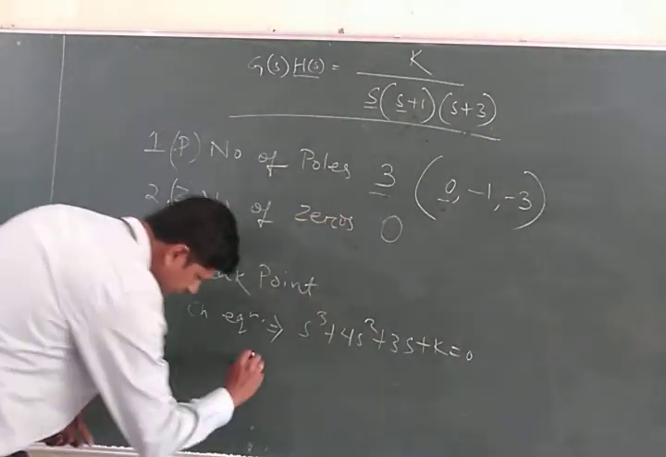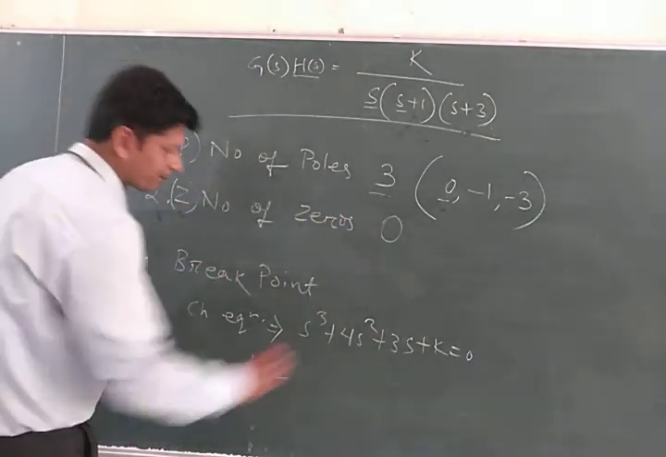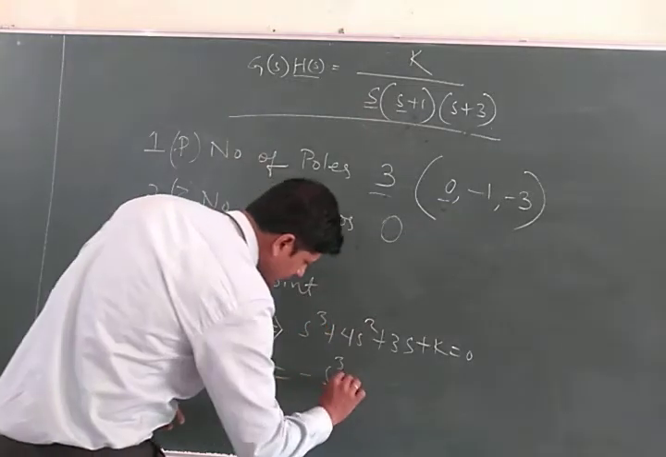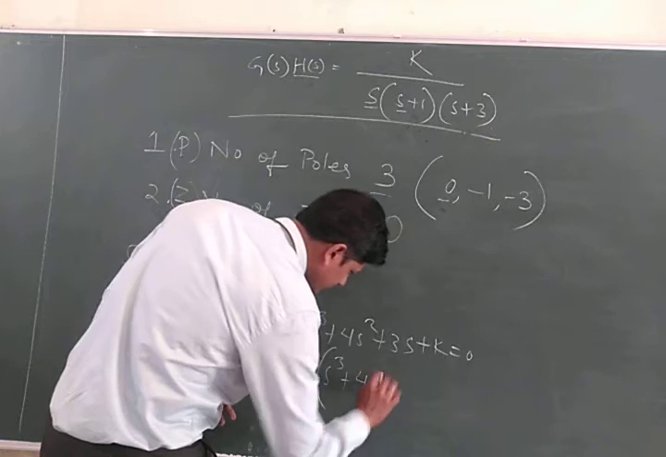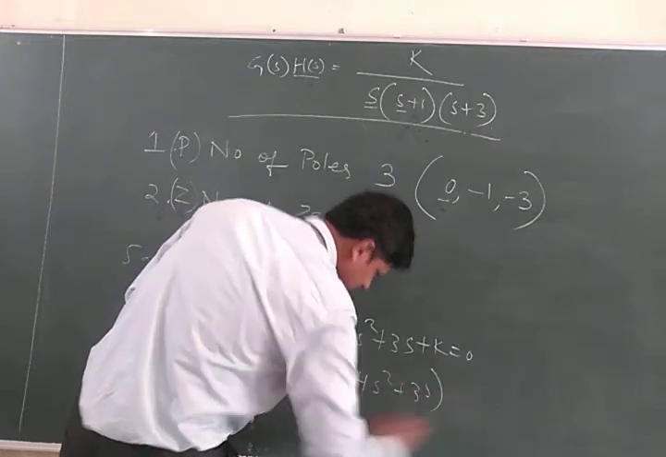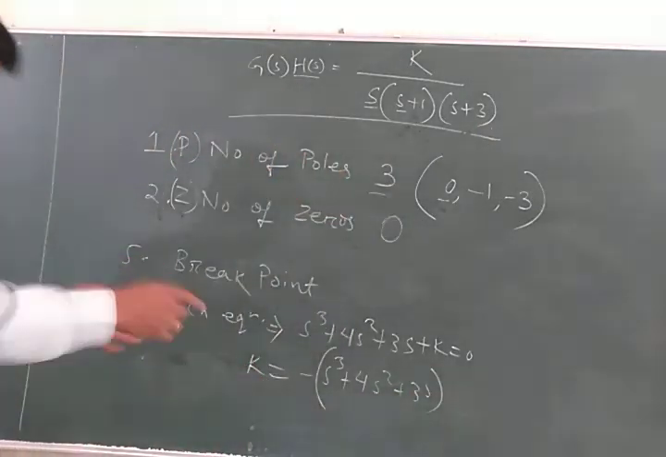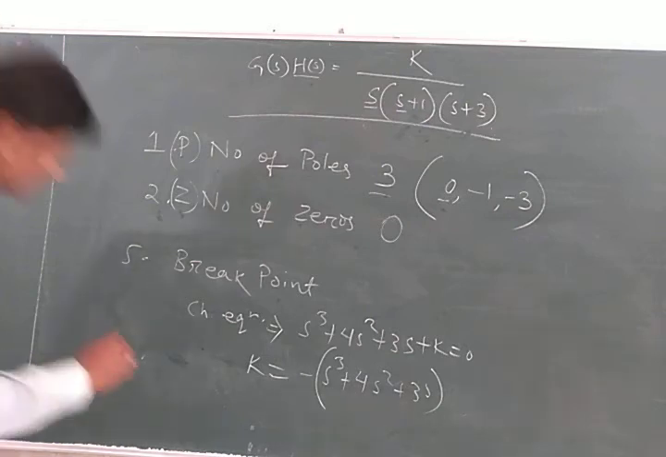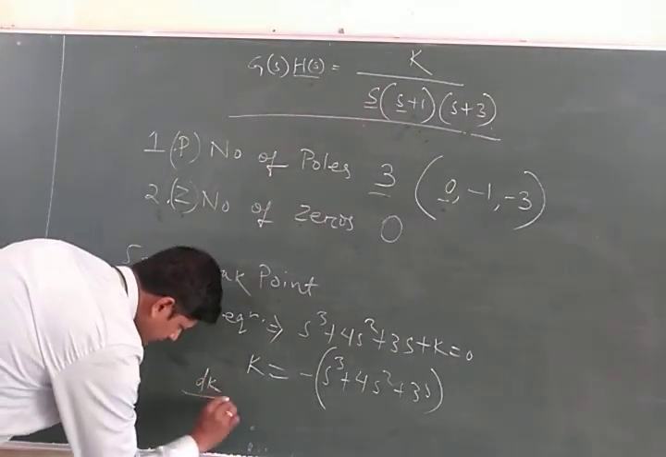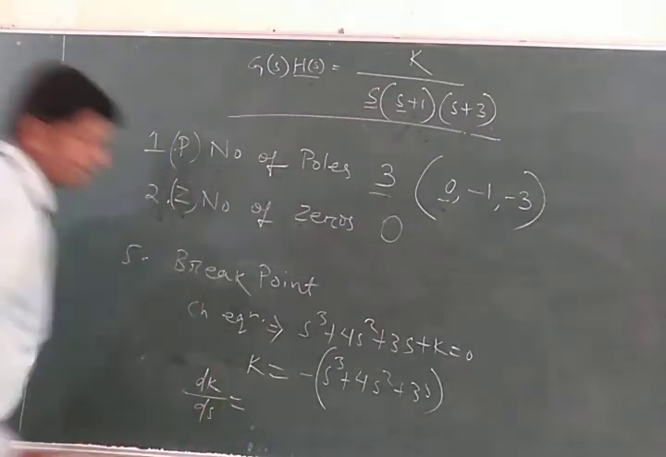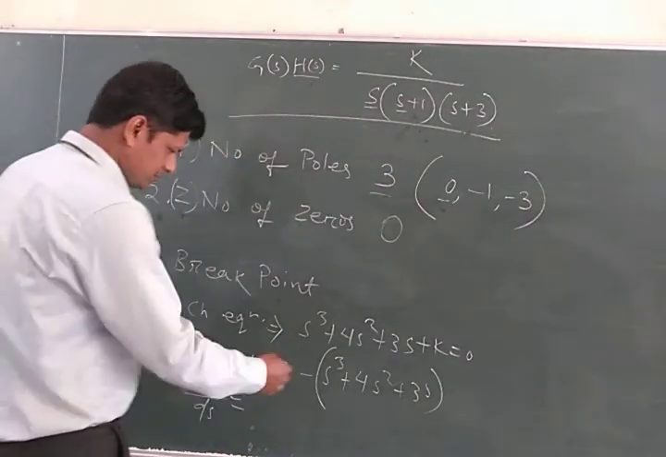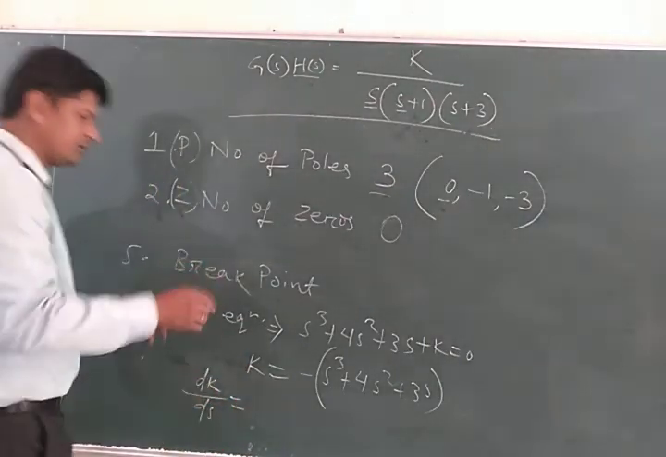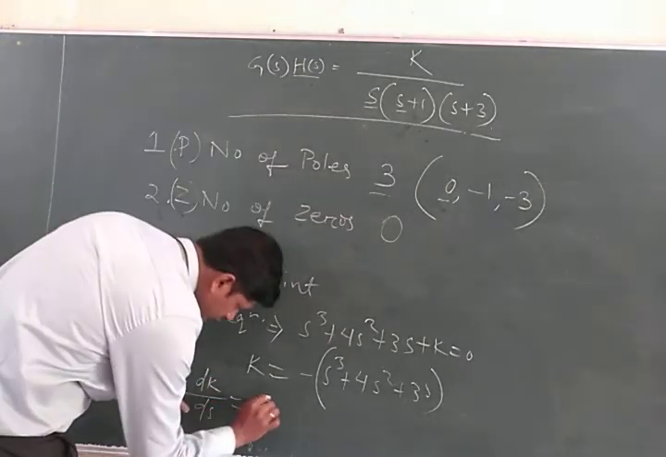Now just simply write k equals minus (s^3 + 4s^2 + 3s), and find dk/ds. So what is dk/ds? Finding the solution for dk/ds equals 0.